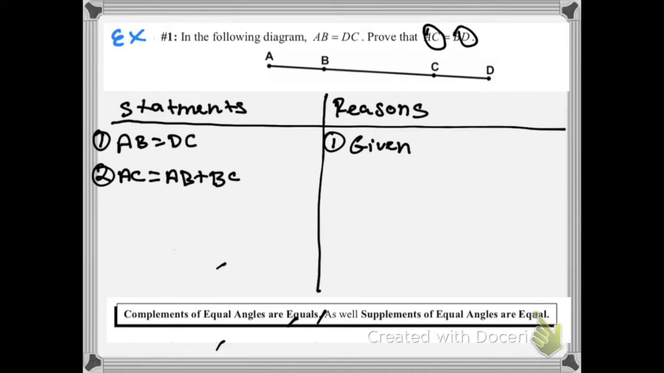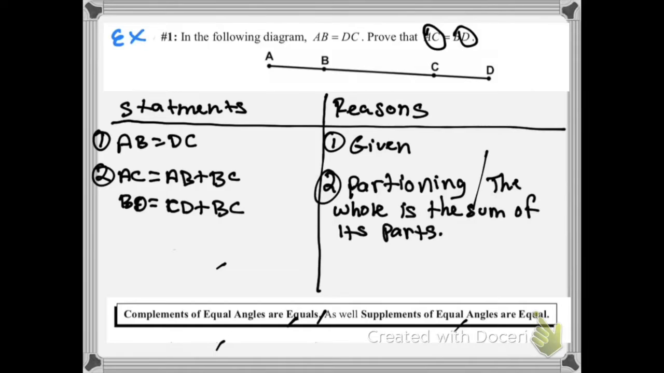So now, what is it that you know about BD? Well, BD, I'm going to break it down into its component parts. So BD is equal to CD plus BC. That's what I know. Okay? I see that. And so what I did was, what is the reason for breaking things apart? Well, we just spoke about it right before we started our proof. And we said this is called partitioning, right? But what I'm really using is the axiom. Don't forget about the axiom. The whole is the sum of its parts. I broke the whole, AC and BD, and I broke it into the sum of its parts.